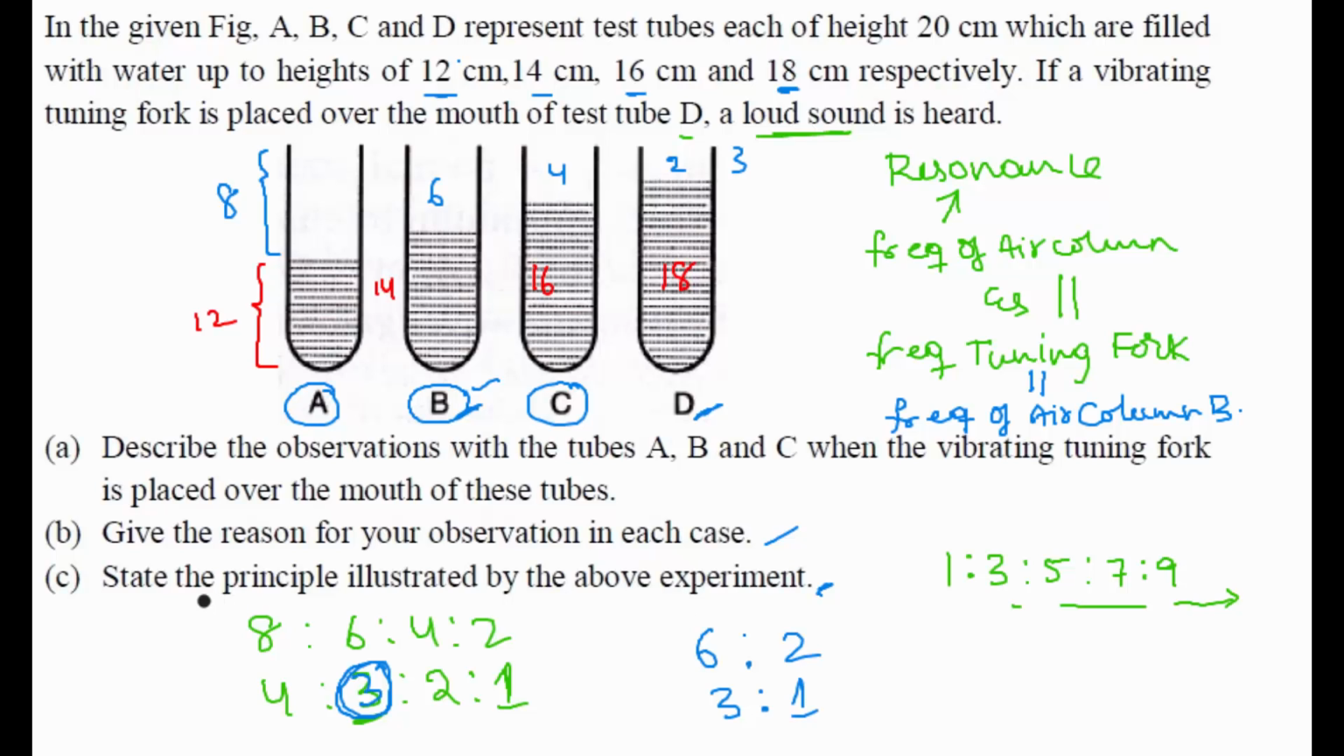What is the third question? State the principle illustrated by the above experiment. What is the principle we are using? If the frequency of the air column is equal to the frequency of the tuning fork, resonance occurs and a loud sound is produced.